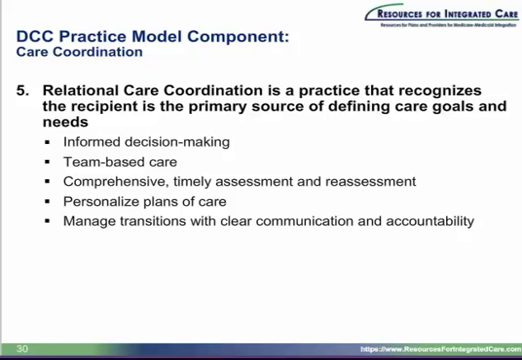Comprehensive, timely assessment, and reassessment. Reassessment is based on any time a change in condition is experienced by the participant. Personalized plans of care incorporating the individual health care goals and preferences. And lastly, but perhaps among the most important components, is management of all transitions with clear communication and accountability of roles.